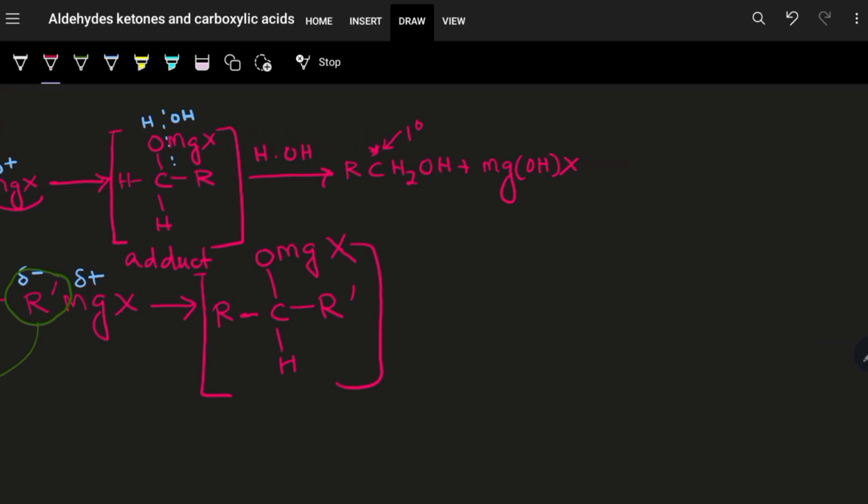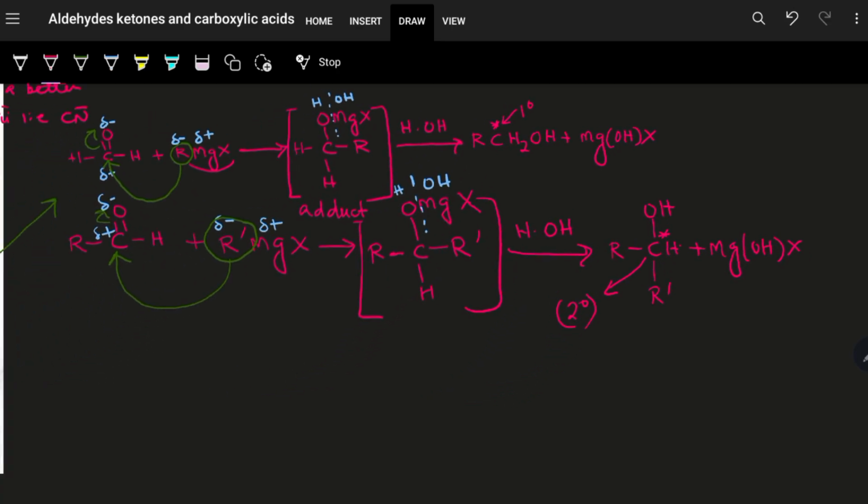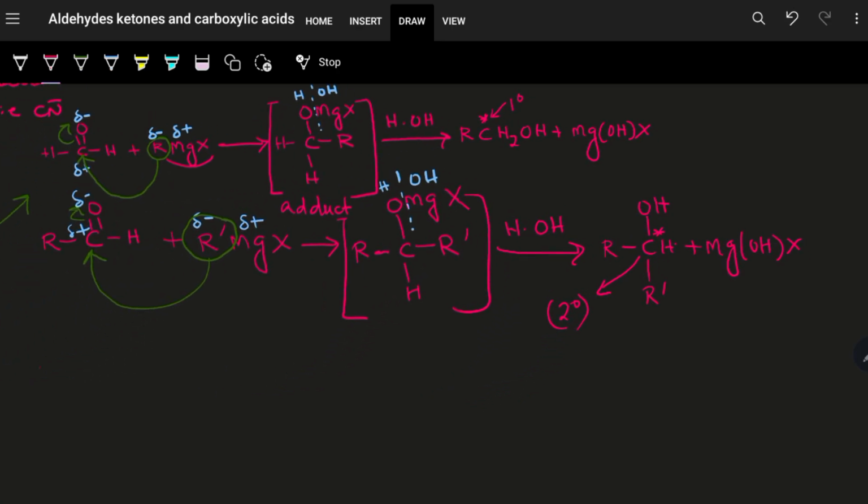This is your intermediate, the addition product, which is susceptible to hydrolysis, HOH. The bond between oxygen and magnesium has a greater electronegativity difference, and this breaks up in this manner, and the products are what? RCH, R dash, OH, and MgOHX. So we can see that this carbon is having 2 alkyl groups. It's a 2 degree. So 2 degree alcohol is obtained from RCHO.